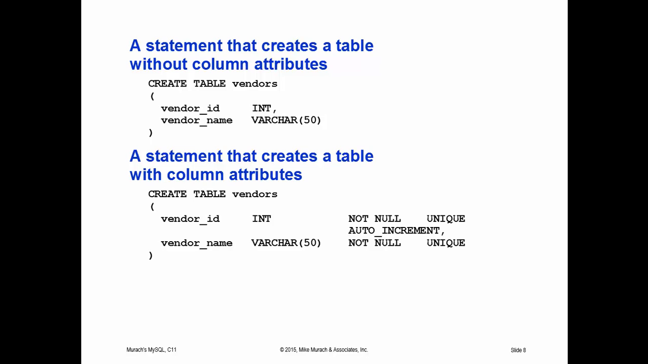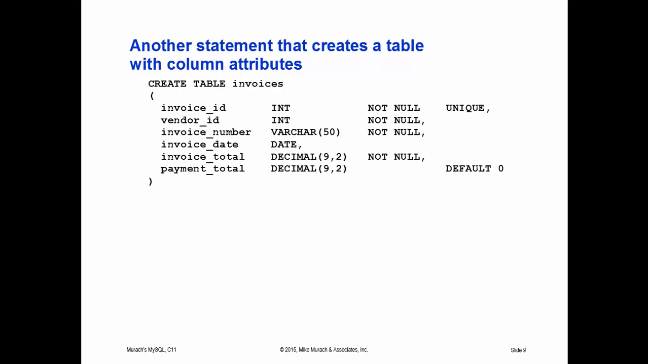So what this says is that the vendor ID is going to be an integer. The vendor name is going to be a varchar of size 50. But the ID can't be null, must be unique, and will be an auto increment field, so it'll start at 1. We haven't yet said it's a primary key. I guess we haven't gotten to that part yet in the chapter. The vendor name also cannot be null, and again, must be unique. All right, so here's another example with another table.